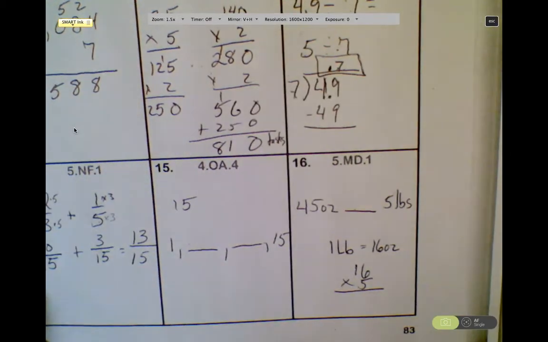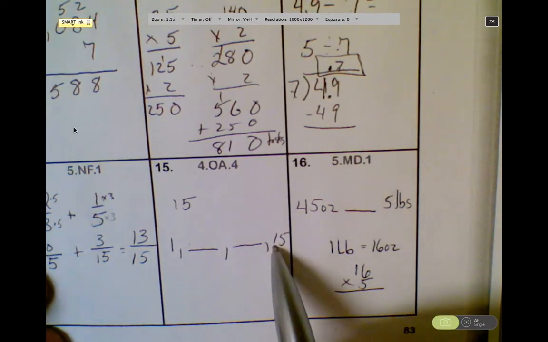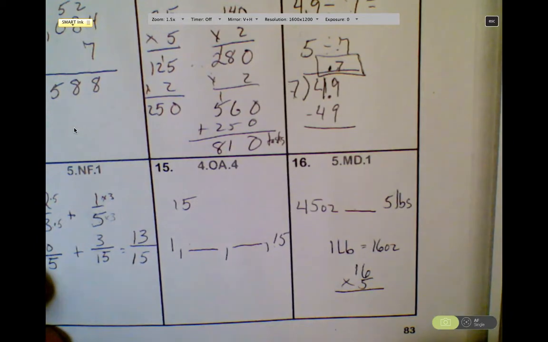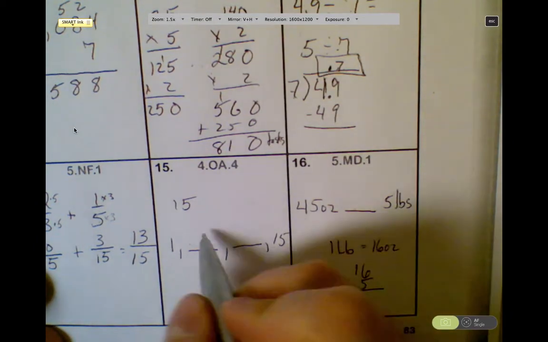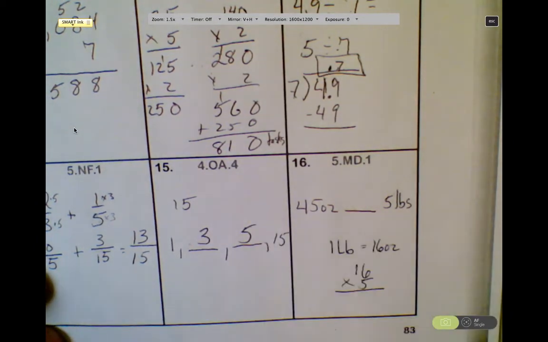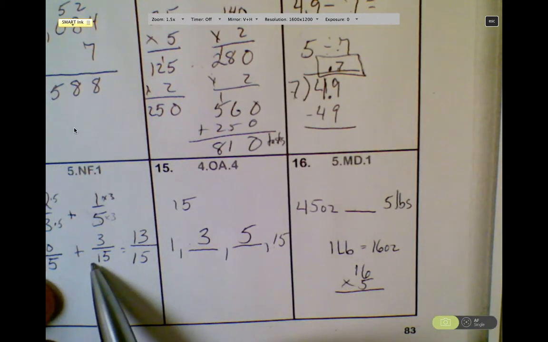And finally, number 15 and 16. Number 15. 15 is a multiple of 1, blank, blank, and 15. So I'm looking for the other two numbers I can multiply together to get 15. And that's 3, 5. Kind of look over the problem next to you, right?